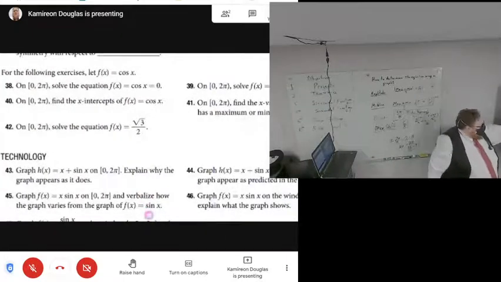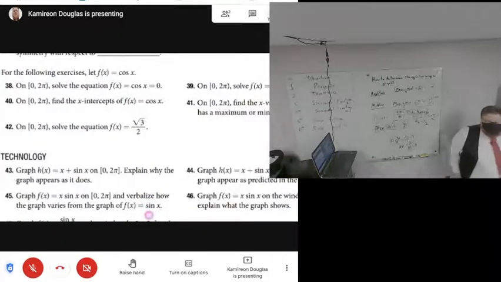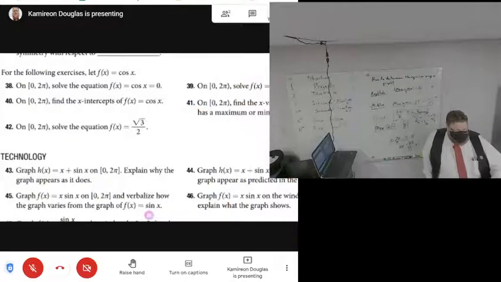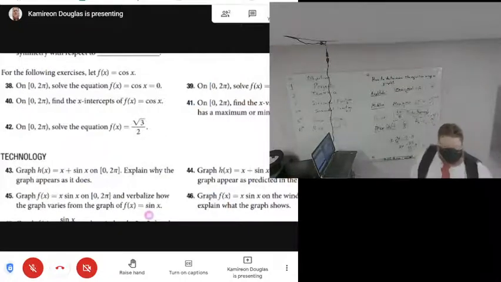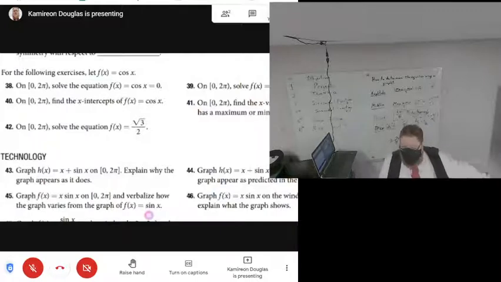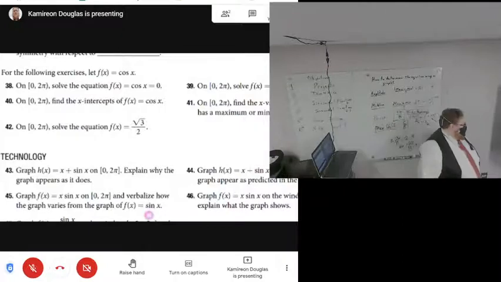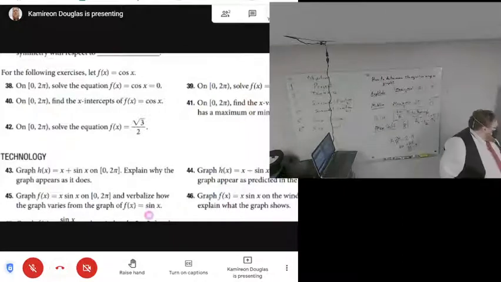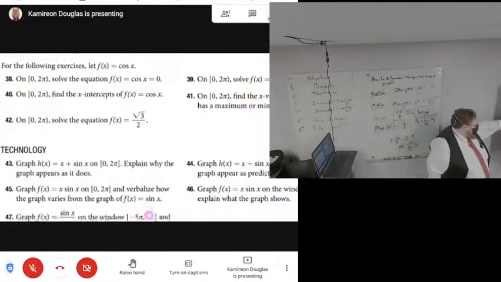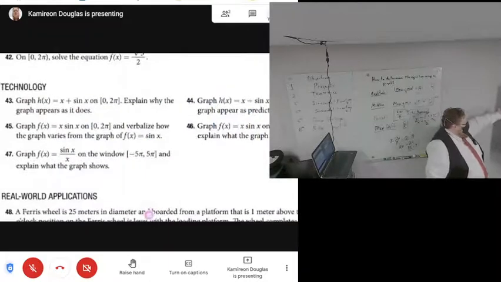This one asks to solve the equation f(x) equal to square root 3 over 2. It's asking you, when does cosine equal square root 3 over 2? That happens twice on the unit circle. It also happens twice on the function. Basically, you're using cosine and sine as your x and y, same as we did with the unit circle. So all these are just like Desmos. Now, these ones down here ask you to plug it into your calculator and solve.